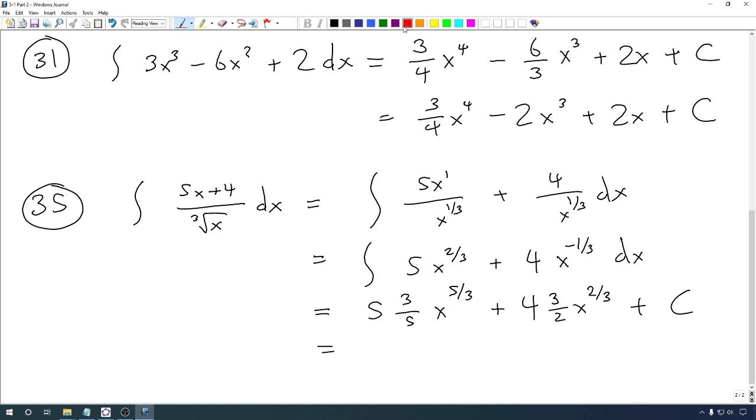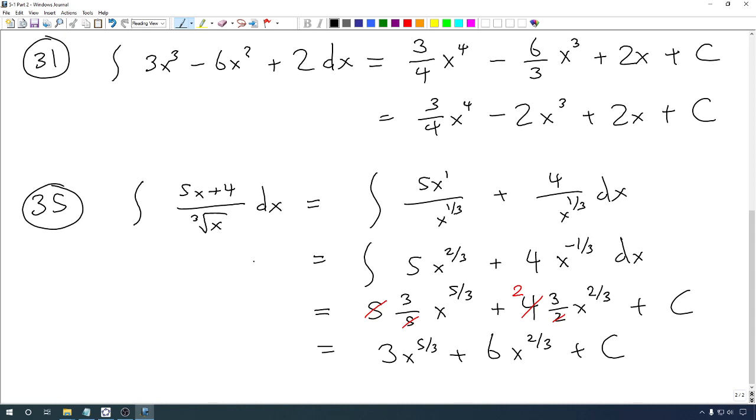Of course, we can go ahead and simplify this. The 5's cancel each other out. And over here, we can actually go ahead and cancel and get just a 2 from that 4. So we have a 3x to the 5/3. And then we have a plus 2 times 3 is 6, x to the 2/3. Plus c.